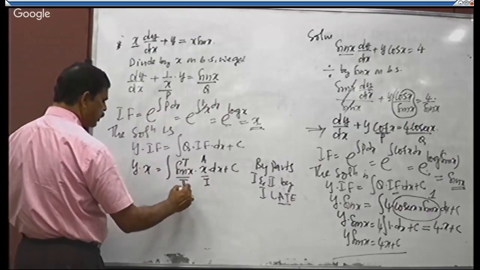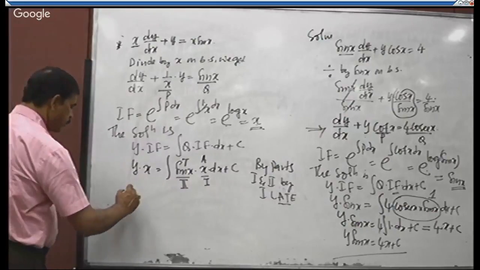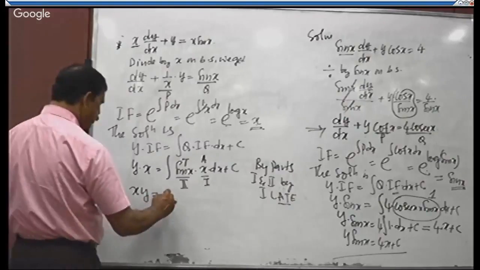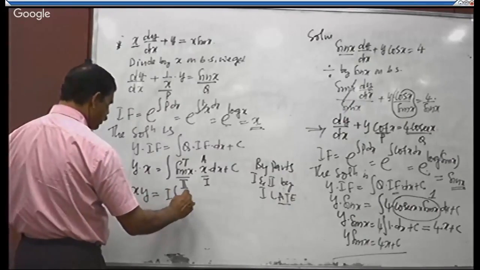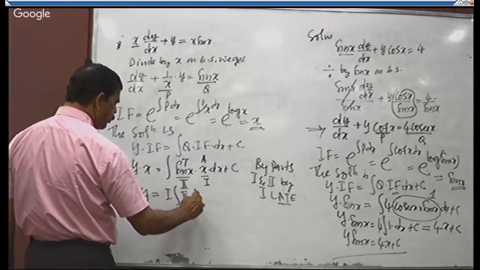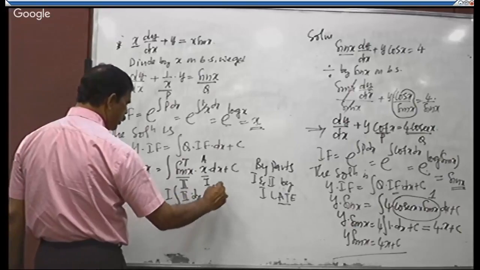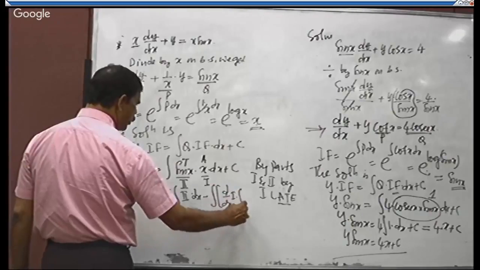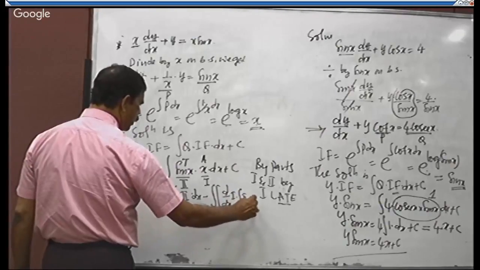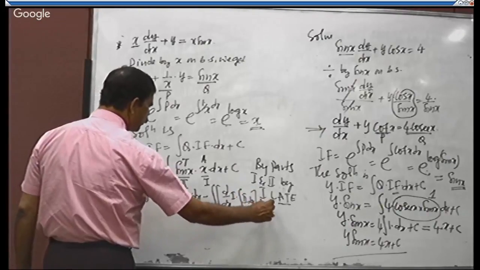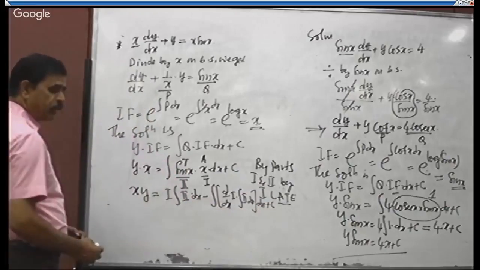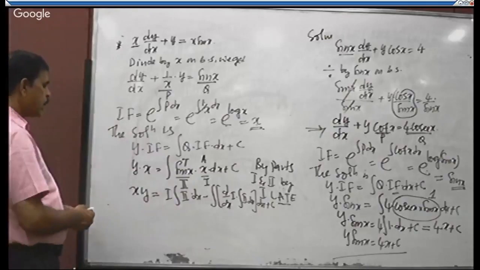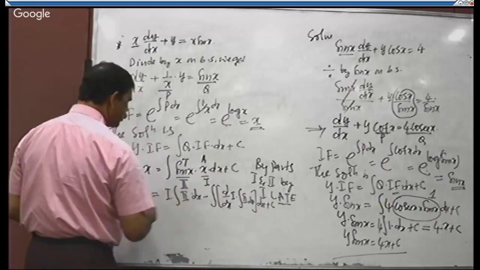This will become the second function. According to integration by parts, what does the rule say? First function into integration of second into dx, minus integral of, in brackets, d by dx of first into integration of second into dx, plus c. We have to use this integration by parts formula to get the integral of x sin x.